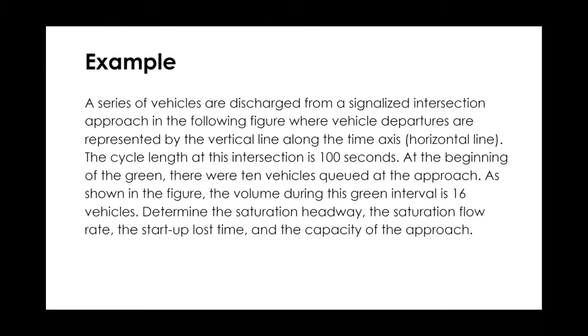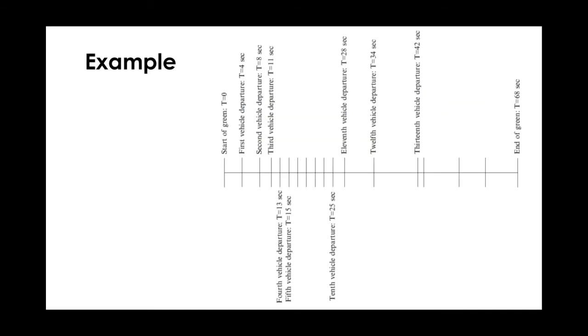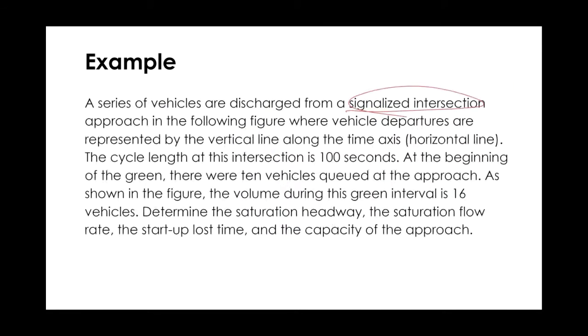Let's go over an easy example. We have a series of vehicles discharged from a signalized intersection approach in the following figure, where the vehicle departures are represented by the vertical lines along the x-axis, which is time. The cycle length at the intersection is 100 seconds, so capital C is 100 seconds.